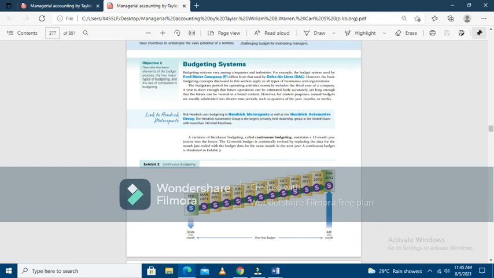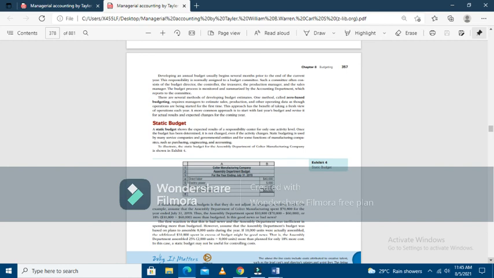Okay. Developing an annual budget usually begins several months prior to the end of the current year. This responsibility is normally assigned to a budget committee. Such a committee often consists of the budget director, the controller, the treasurer, the production manager, and the sales manager. The budget process is monitored and summarized by the accounting department, which reports to the committee. There are several methods of developing budget estimates. One is yung zero-based budgeting. It requires managers to estimate sales, production, and other operating data as though operations are being started for the first time. This approach has the benefit of taking a fresh view of the operations each year.